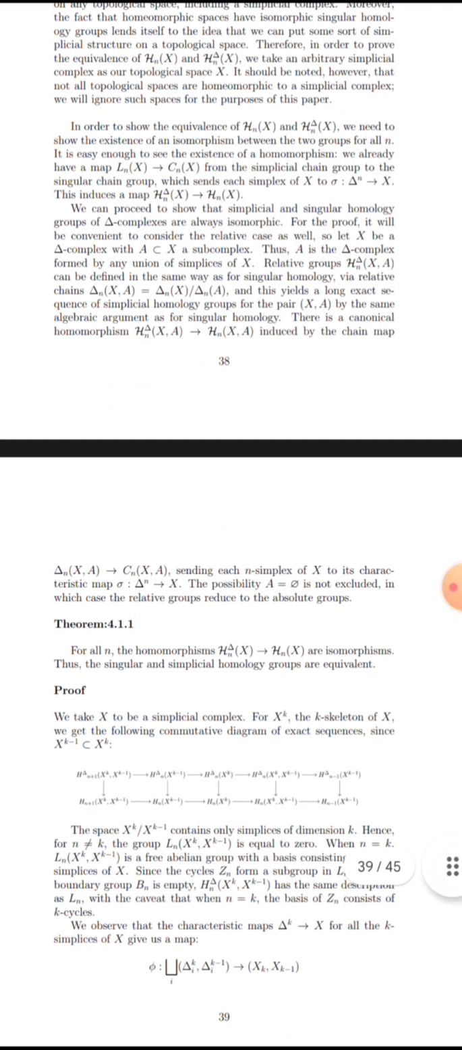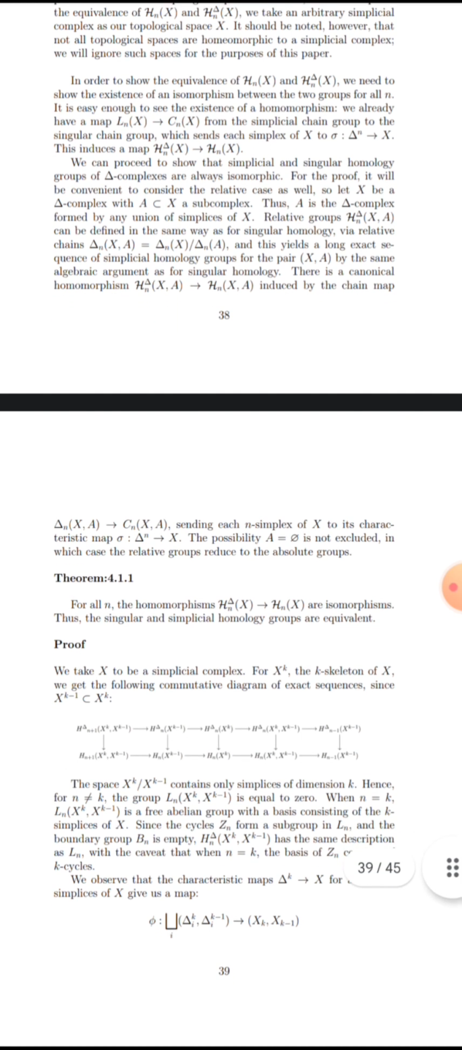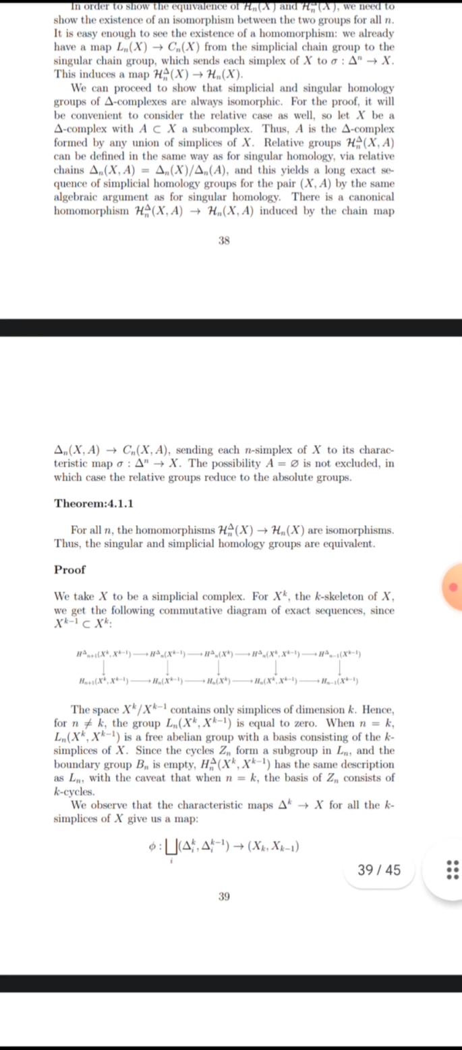Then the theorem: for all n, the homomorphisms hn of delta of x to hn of x are isomorphisms. Thus the singular and simplicial homology groups are equivalent.